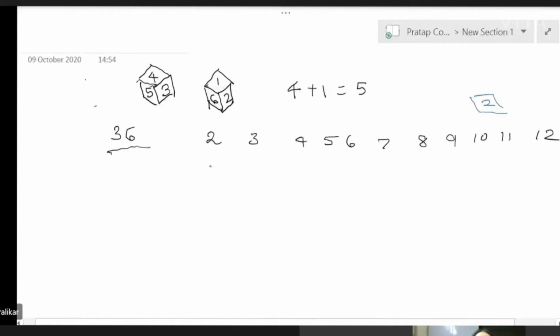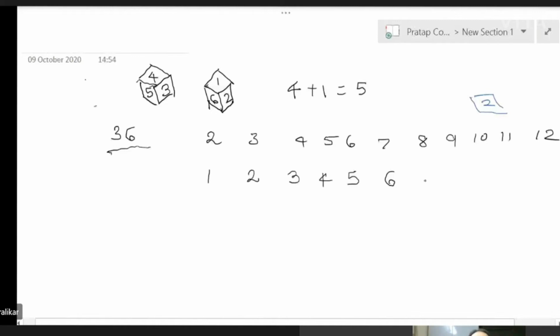You get the sum 2 only when each die gives you 1. 3 appears twice because it can be either 1 plus 2 or 2 plus 1. You all know that. 4 appears 3 times: 1 plus 3, 2 plus 2, and 3 plus 1. 5 appears 4 times. Why? 1 plus 4, 2 plus 3, 3 plus 2, and 4 plus 1. 6 appears 5 times, and 7 appears 6 times. That is the maximum. Again, it goes on reducing.